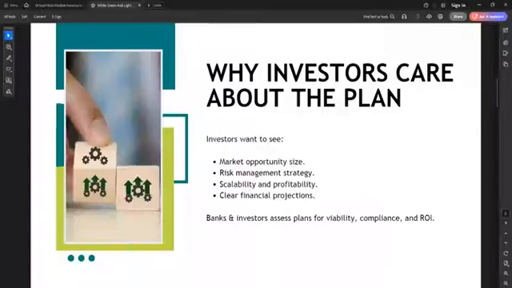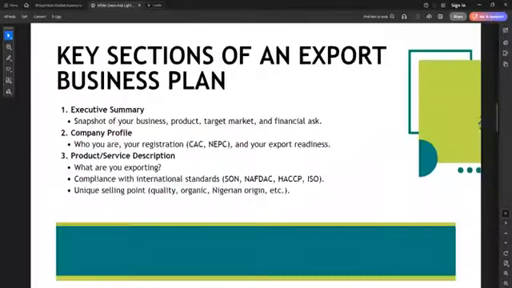It could be processed or manufactured products, raw materials, or raw commodities. It could be agricultural commodities, livestock protein, forest products, or any of the categories of exportable products or commodities out there. So banks and investors assess these plans for viability, compliance, and return on investment.